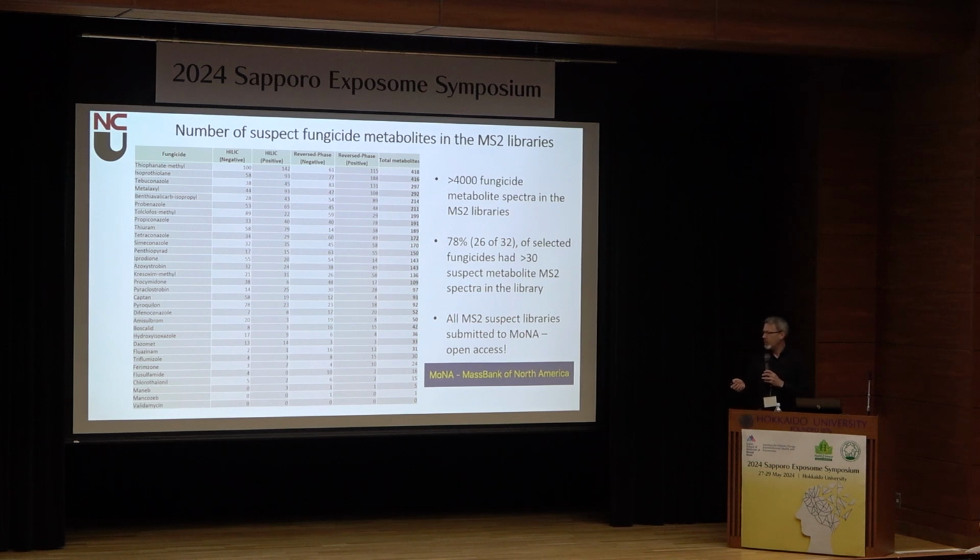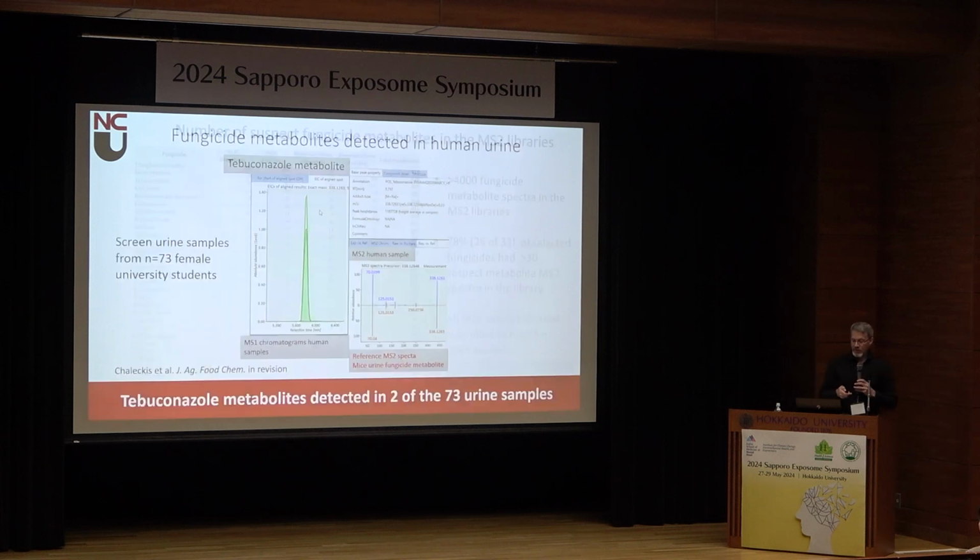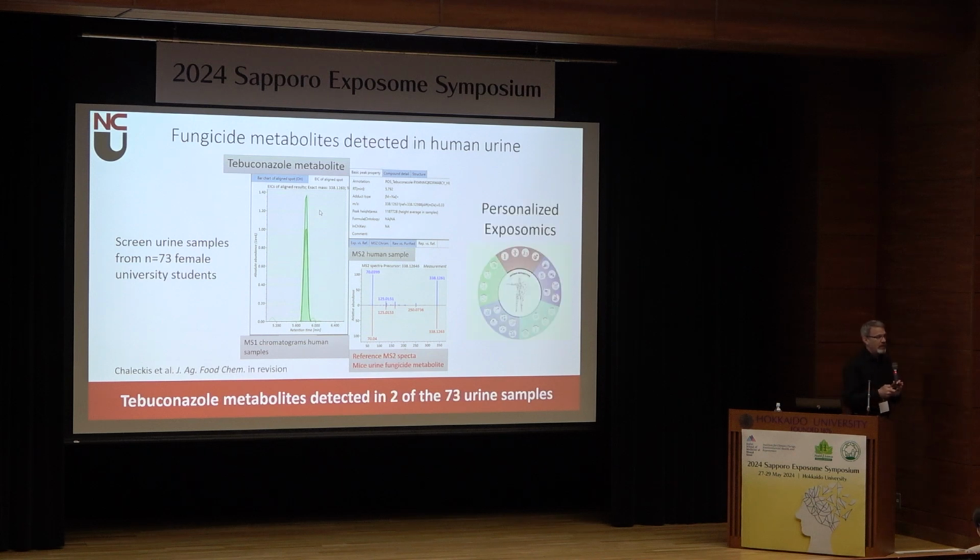They're in MassBank, they're in MoNA, so people can use these when they want to do their biomonitoring. For example, we looked at students from the City University, and in 73 of them, we found that this fungicide, tebuconazole, was detected in 2 of them. It allows us to start doing personalized monitoring of individuals. So you can start understanding, okay, these are the specific metabolites for specific exposures. We want to start screening for these, and we can start moving to personalized exposomics by being able to identify the exact chemicals of interest in individuals.